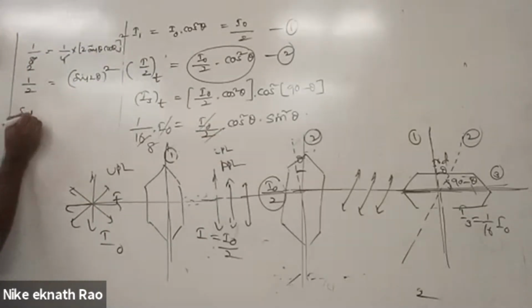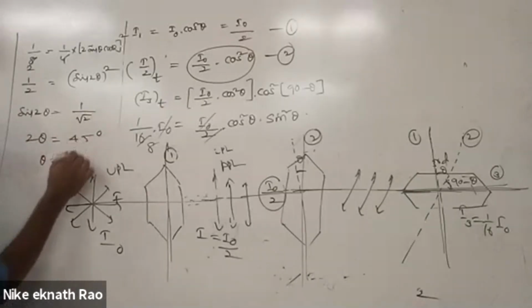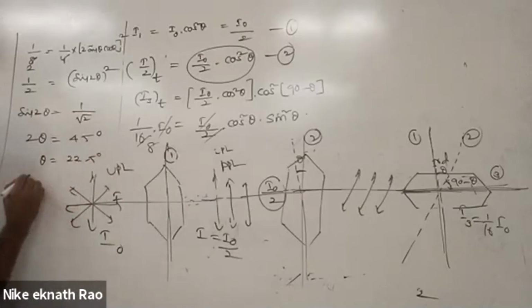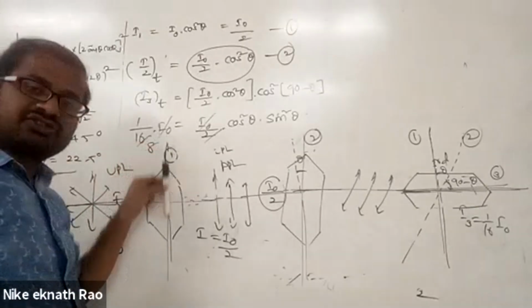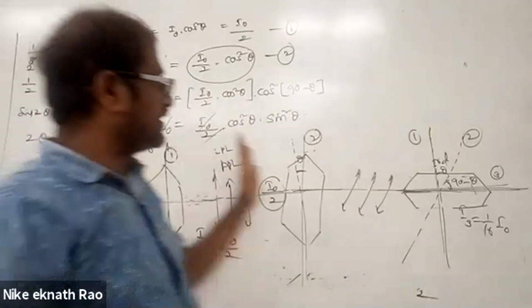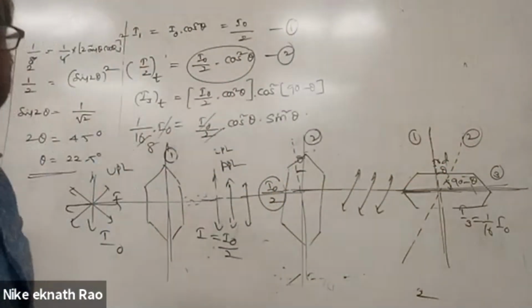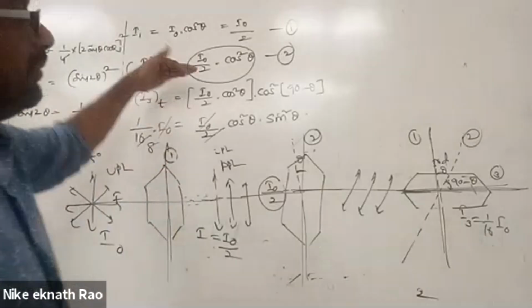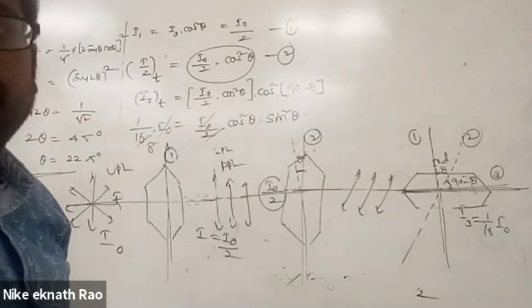So this implies sin 2 theta becomes 1/√2. So sine is 1/√2 for what value? 45 degrees. So theta will be how much now? 45 by 2, that is 22.5 degrees. Therefore, the angle between the polarized axis of first one and the second one is how much? 22.5. But the angle between the second and third will be 90 minus 22.5. Understood, everyone? This is how, if a problem based on Malus law is asked, we should be able to do it. Okay, everyone? Make it fast.